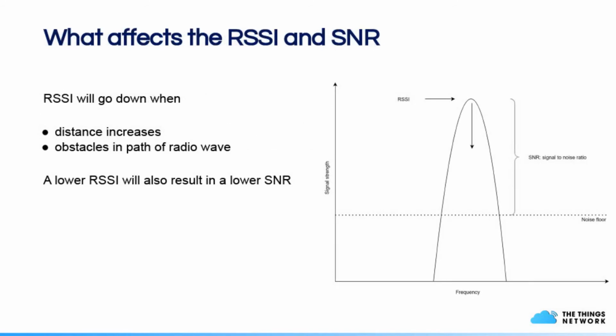The RSSI value of a signal will go down when the distance between the end device and the gateway increases. Any obstacles between these two will attenuate the signal and also cause the RSSI to decrease. In both these cases, the noise floor remains the same, which means a decrease in the RSSI will also cause a decrease in the SNR.